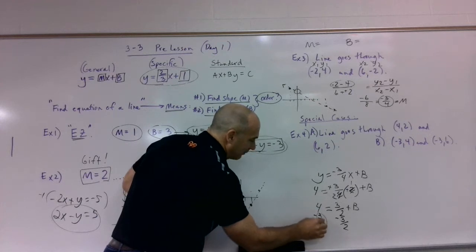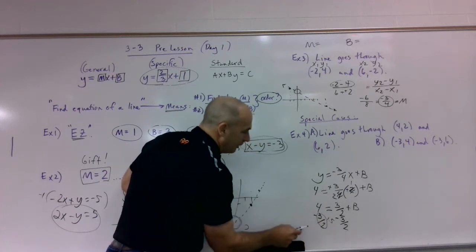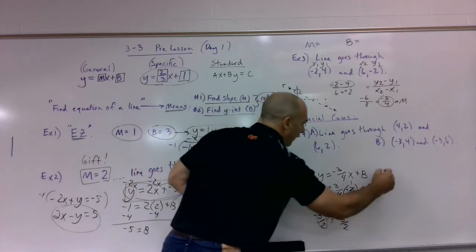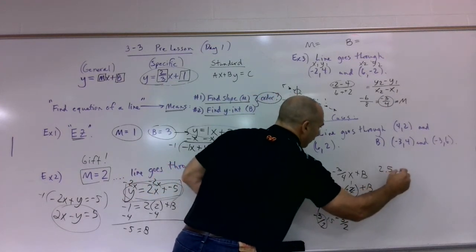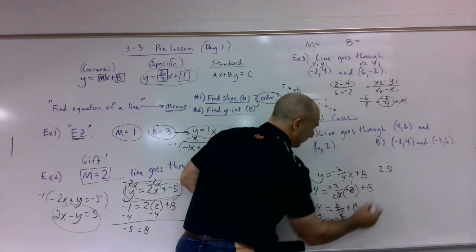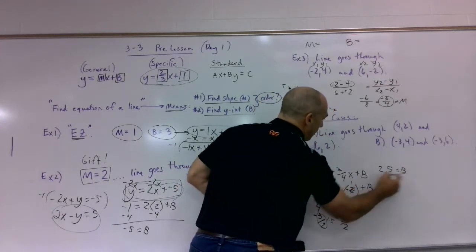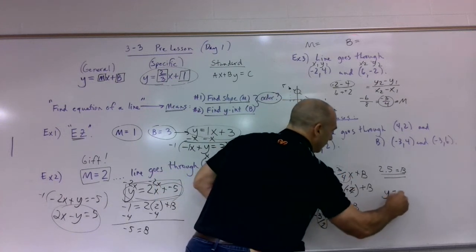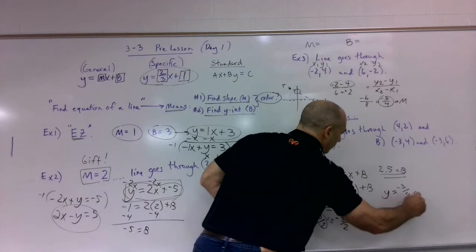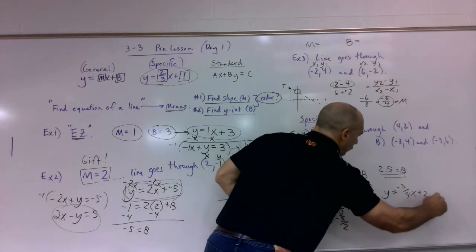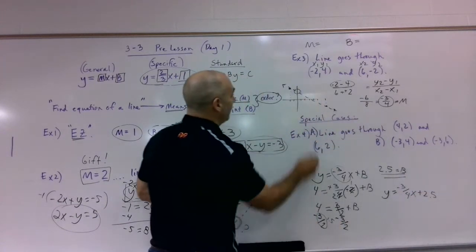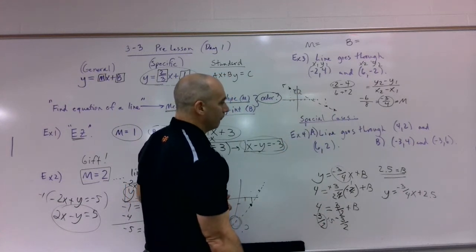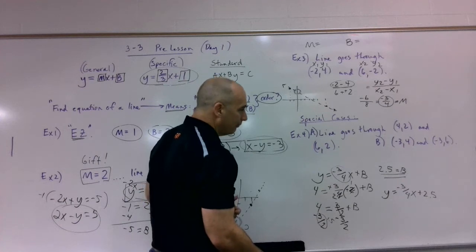If that's 3/2, isn't that the same thing as 1.5? So what's 4 minus 1.5? That's 2.5. So I'm going to get 2.5, this cancels, equals b. Now I got my y-intercept, and I got my slope. So I'm going to go y equals -3/4 x plus 2.5. And that looks pretty darn accurate. So, yeah, I feel pretty good about that.